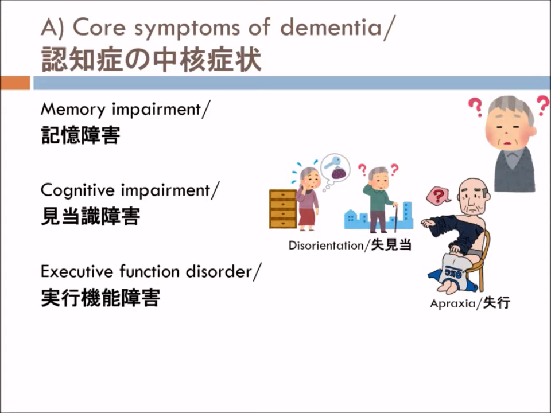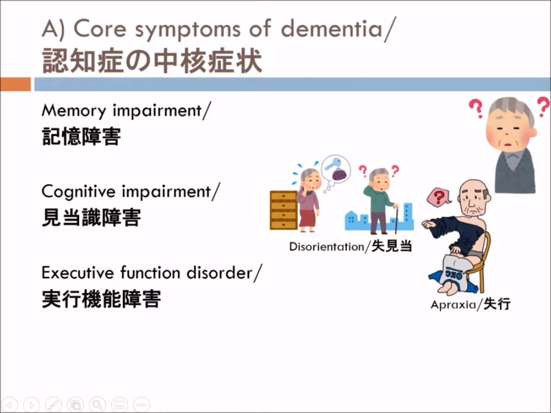Executive function disorder. A person with an executive function disorder can't remember procedures and becomes unable to carry out various activities, like becoming unable to execute the procedures of cooking. And apraxia. Apraxia is a motor disorder caused by damage to the brain in which the individual has difficulty with the motor planning to perform tasks or movement when asked.